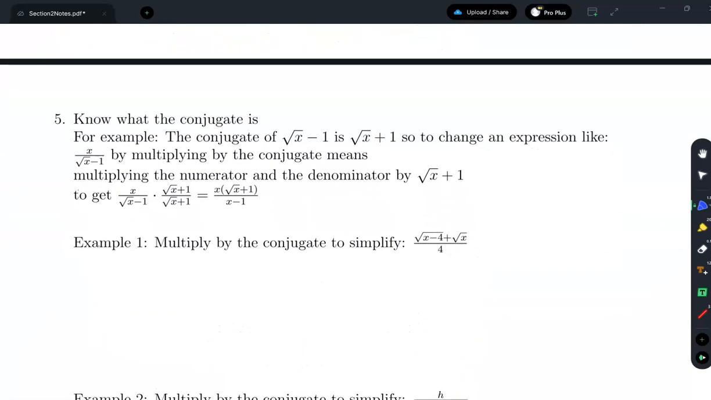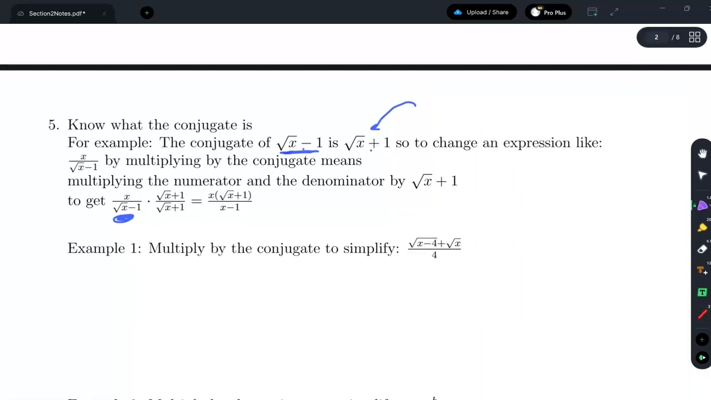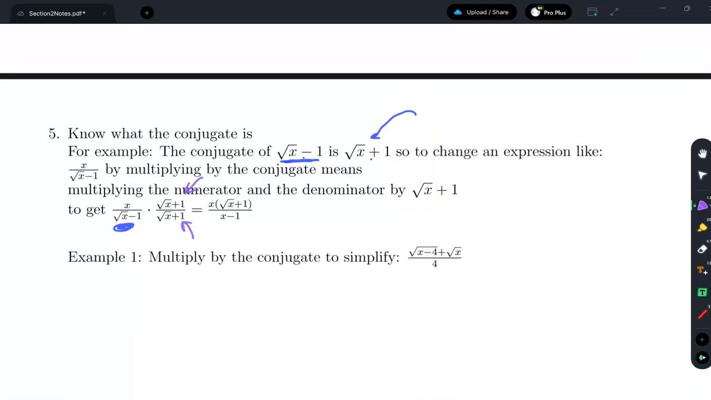Conjugate. Lots of times it's used when there are radicals, which means square roots. So root x minus 1, the conjugate of that is root x plus 1. You just change the subtraction to addition. So if I had this expression and I want to multiply by the conjugate, I multiply top and bottom by the same thing. And then on the numerator, I'm not going to multiply it out.